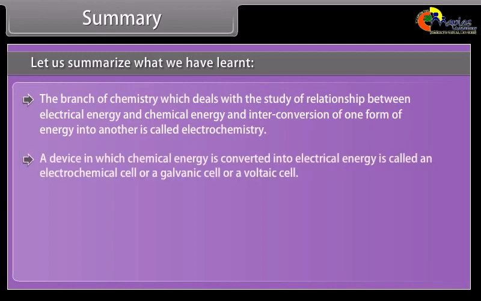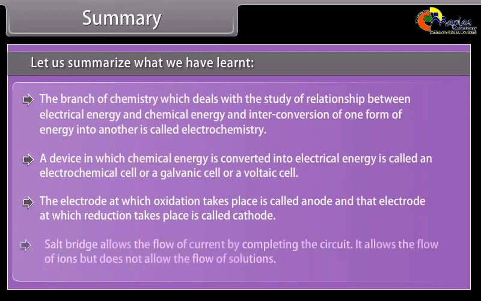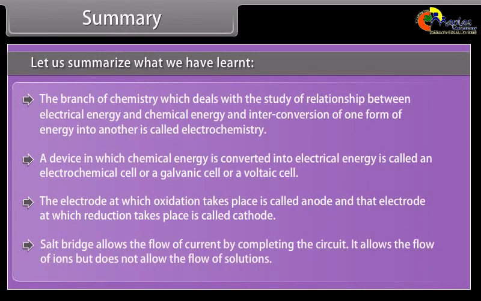A device in which chemical energy is converted into electrical energy is called an electrochemical cell or a galvanic cell or a voltaic cell. The electrode at which oxidation takes place is called the anode, and that electrode at which reduction takes place is called the cathode. Salt bridge allows the flow of current by completing the circuit. It allows the flow of ions but does not allow the flow of solutions.